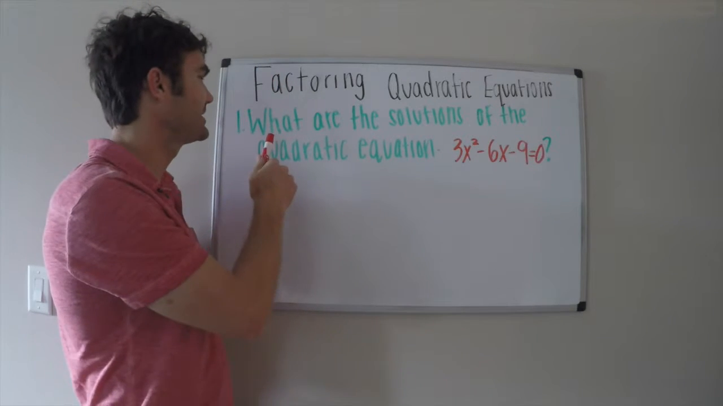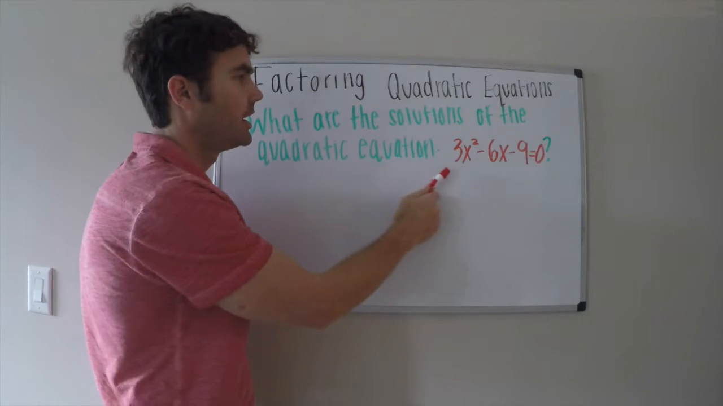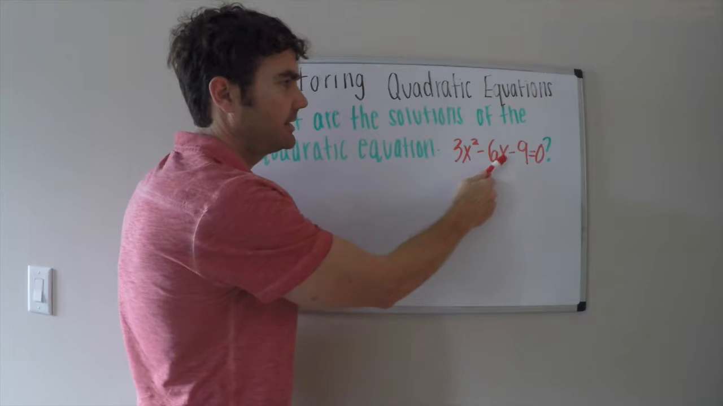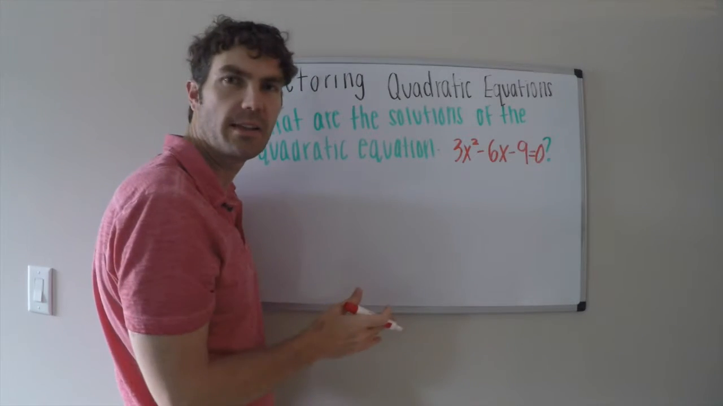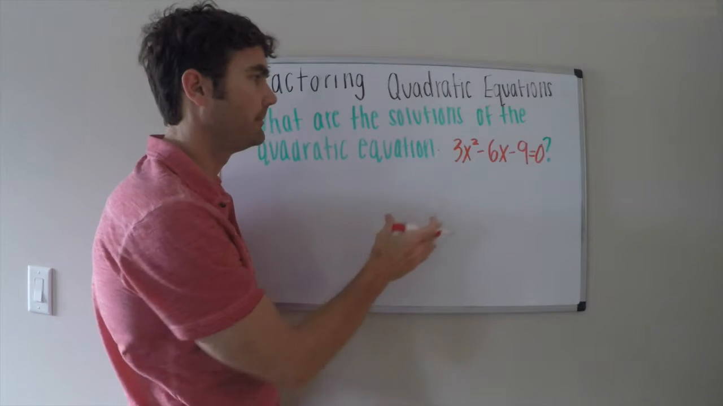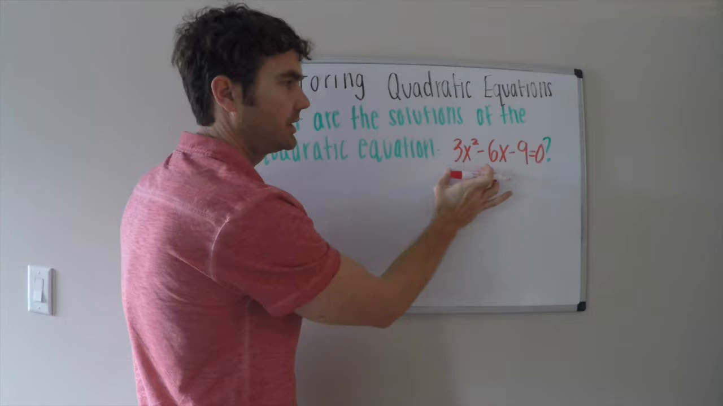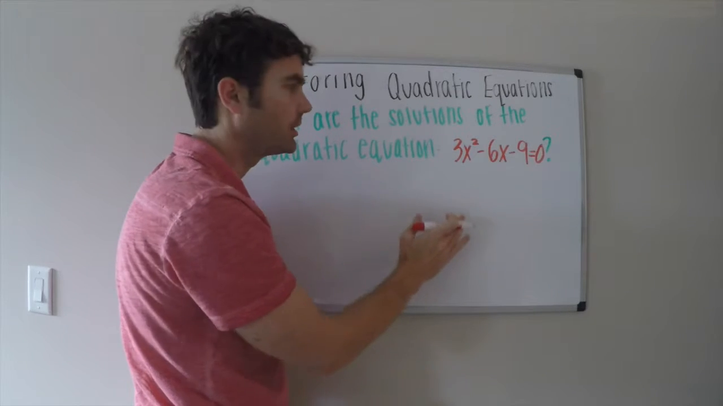Now, today's question: what are the solutions of the quadratic equation 3x squared minus 6x minus 9 equals 0? Very common type of question for the ACT or SAT. Whenever you see a quadratic equation like this, first look to see if there's anything that can be divided out to all the terms.